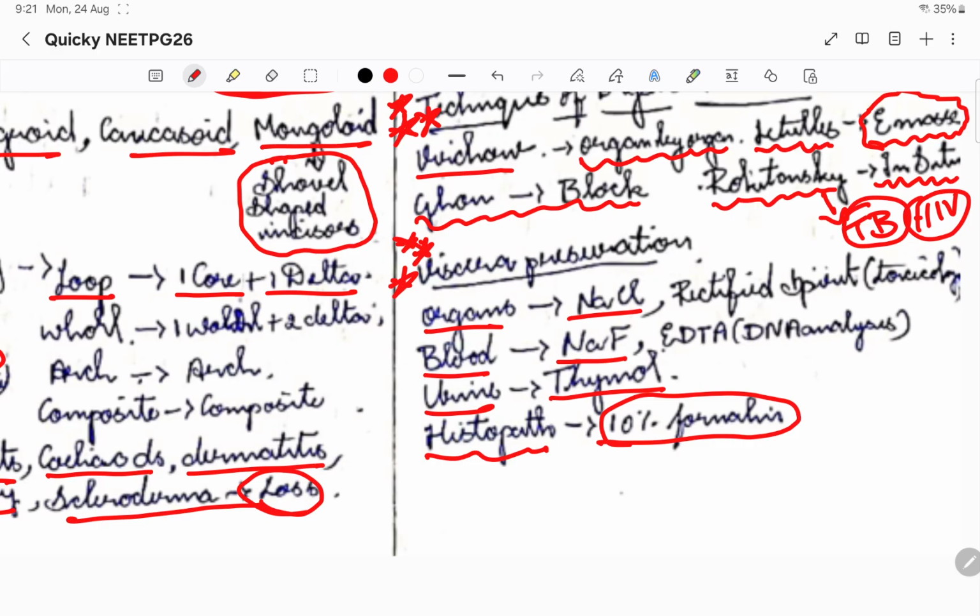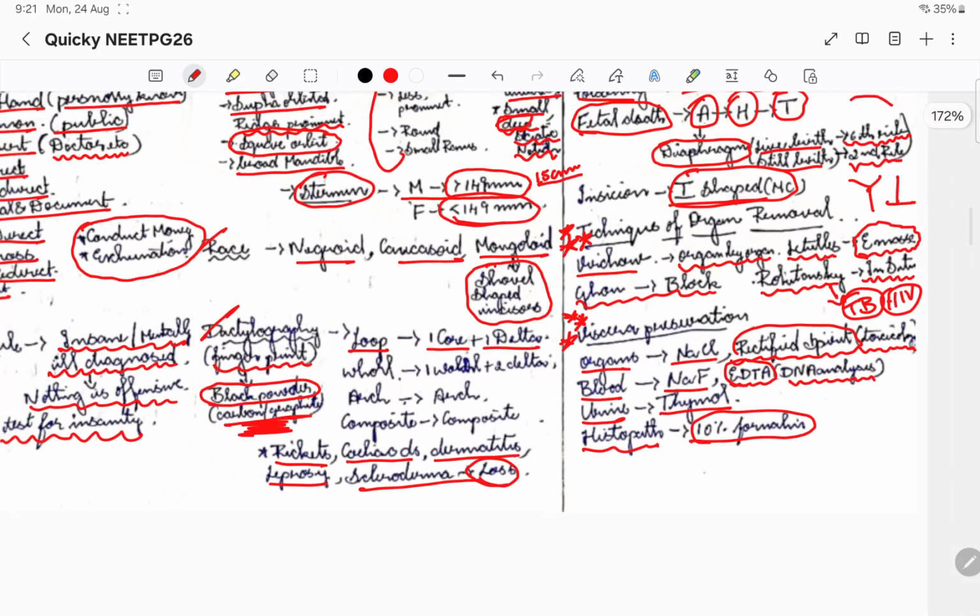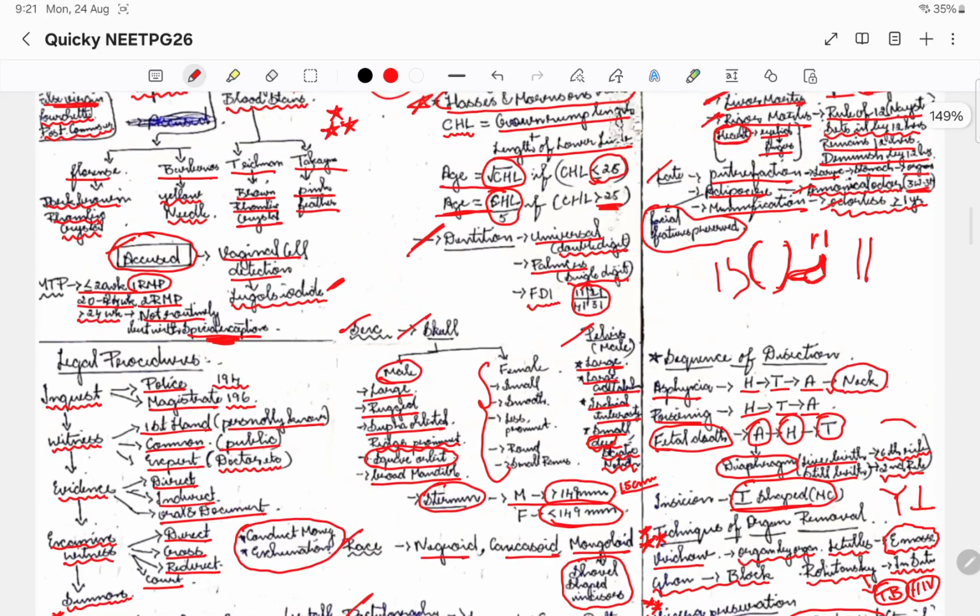Remember this. Then when it comes to toxicology, if we are determining some poisoning, then we'll go for rectified spirit with respect to organs. In DNA analysis, if you want to determine whether he is the child of a father or something like that, we do DNA analysis where, instead of sodium fluoride, we will be using EDTA. So remember these 2 extra points.